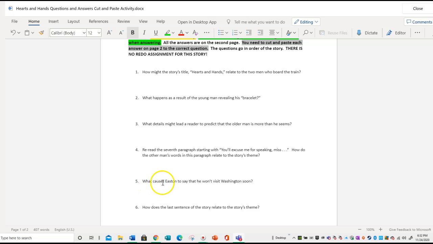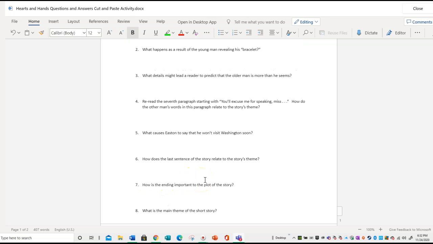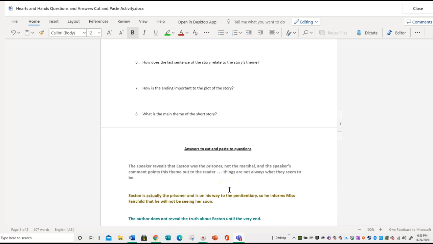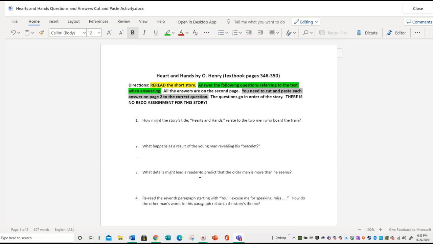Number 5, what causes Easton to say he won't visit Washington soon? 6, how does the last sentence of the story relate to the story's theme? 7, how is the ending important to the plot of the story? 8, what is the main theme of the short story? Now, do I have to do these in order? No, the story is in order.